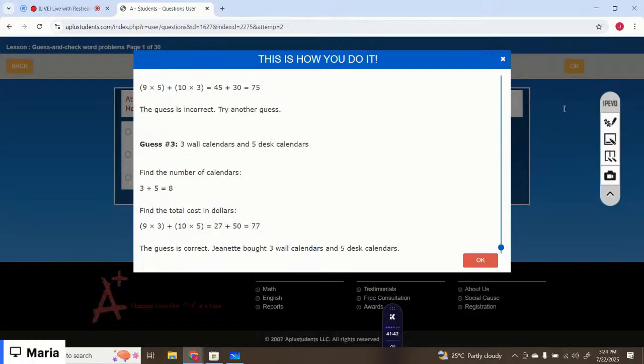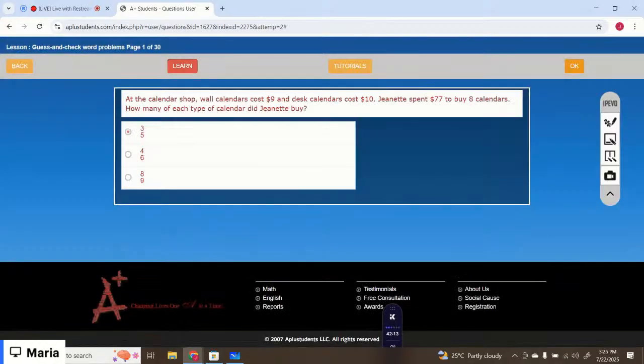Now the next guess is 3 plus 5. So 3 calendars times 9 and 5 times 10. So 27 plus 50 is 77. Okay, so the correct option is 3 and 5. Option number 1 is the correct option.